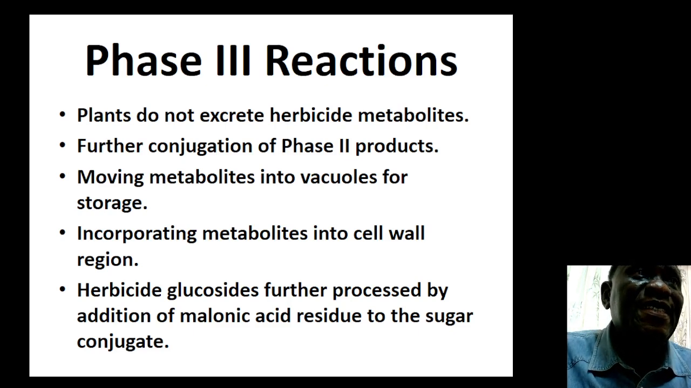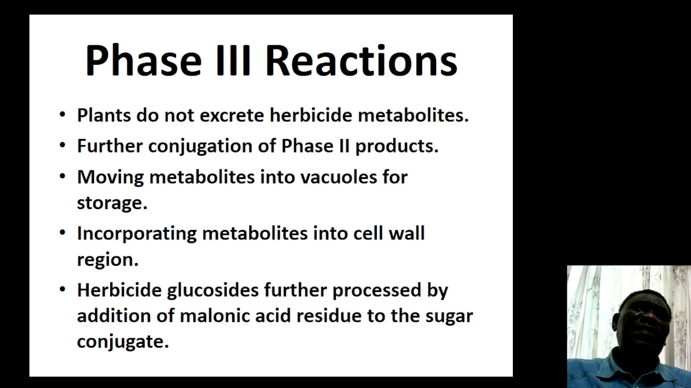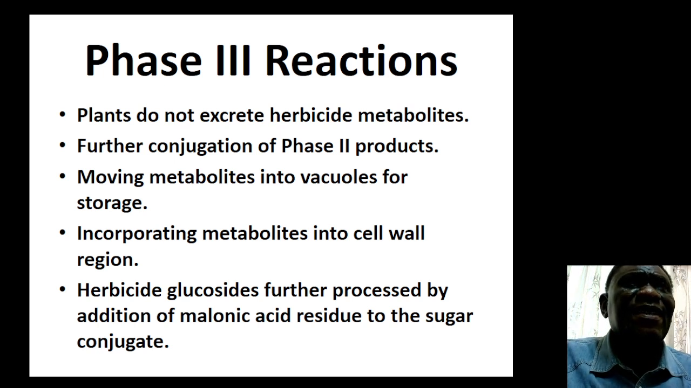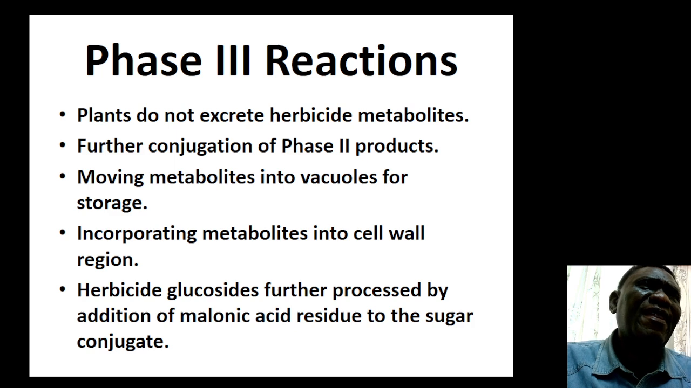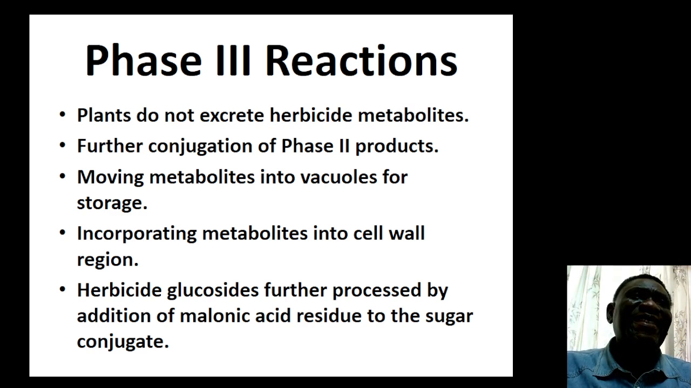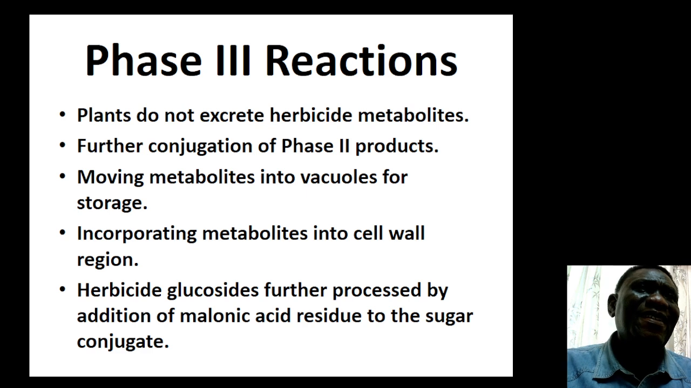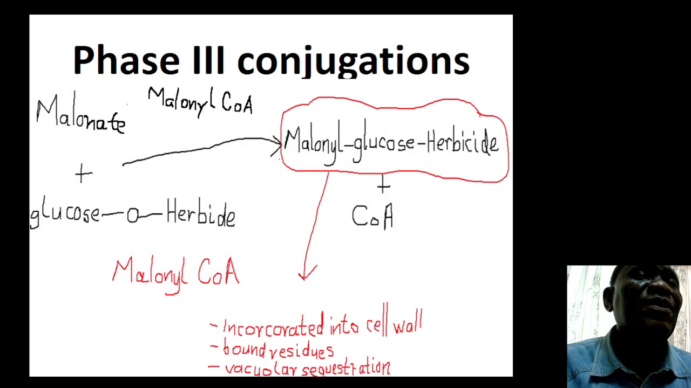Phase 3 reactions. Plants do not excrete herbicide metabolites, so further conjugation of phase 2 products takes place, moving metabolites into vacuoles for storage, or they can be incorporated into the cell wall. Herbicide glucosides are further processed by the addition of malonic acid residue to the sugar conjugate. So this is what we mean.